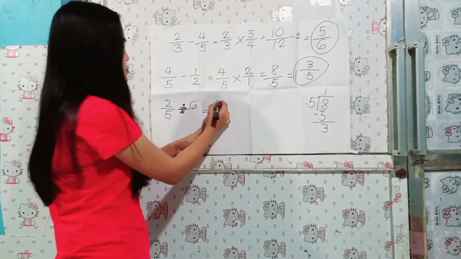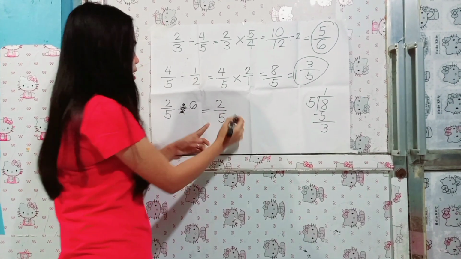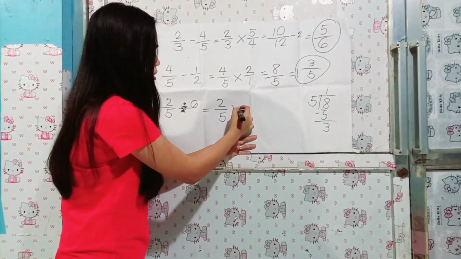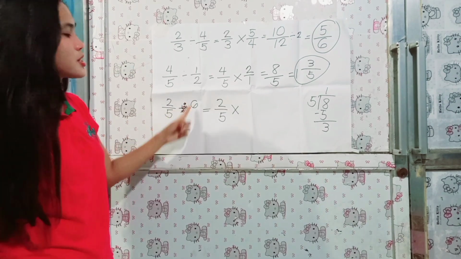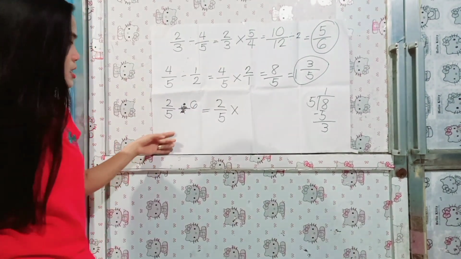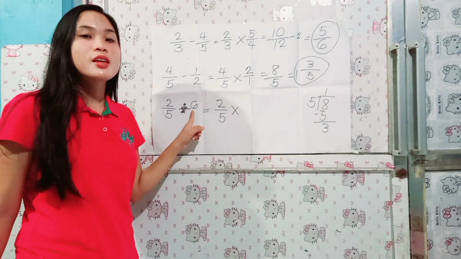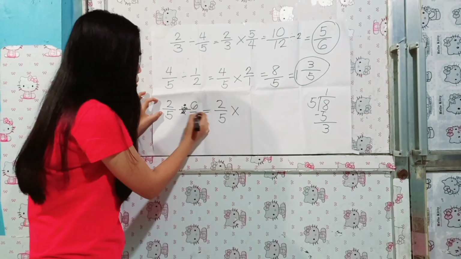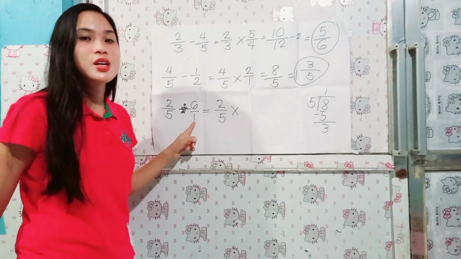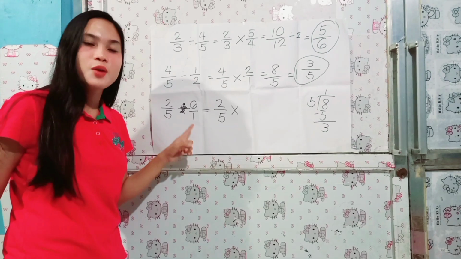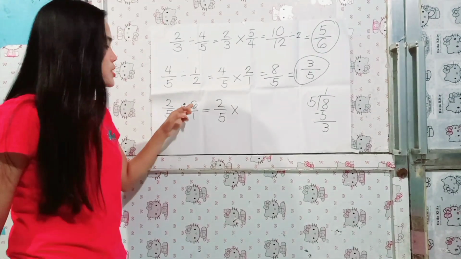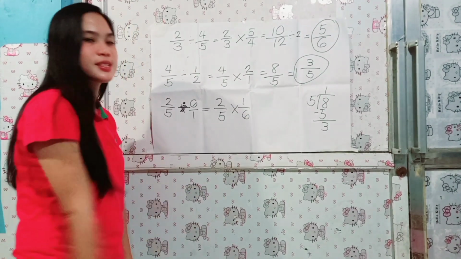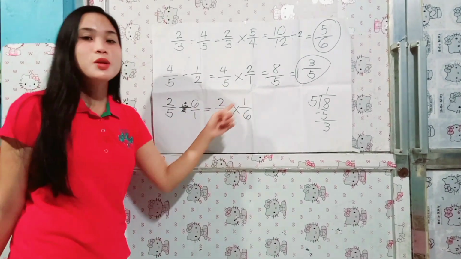Copy the dividend, 2/5. And then, change the division sign into multiplication. Next, find the reciprocal of number 6. If it is a whole number, it is understood that there is a 1 here. Okay? There is an imaginary 1. Our denominator is 1. So, the reciprocal of 6 is 1 over 6. Like that. So, let's proceed to multiplication.